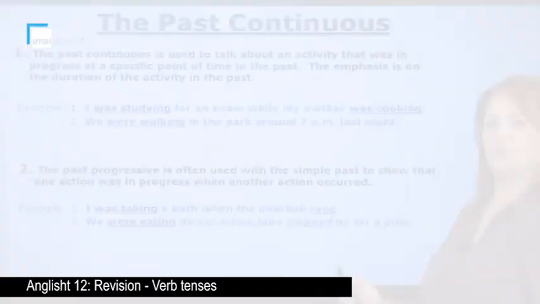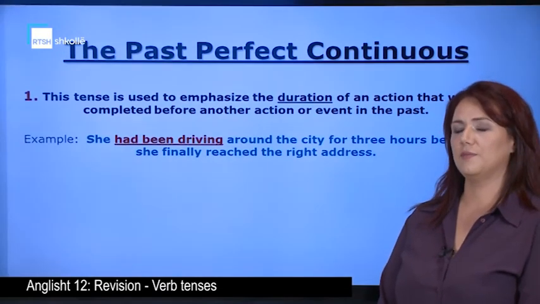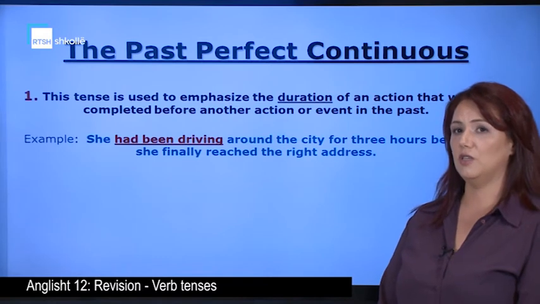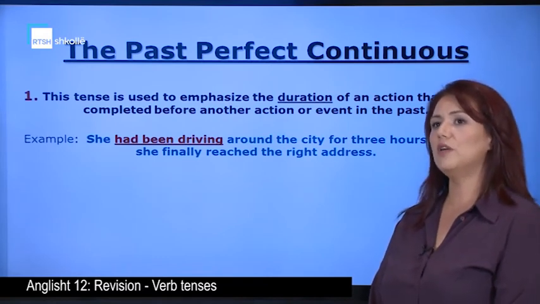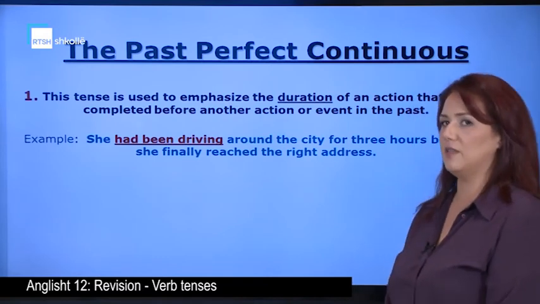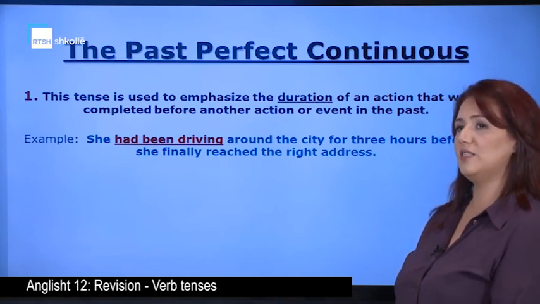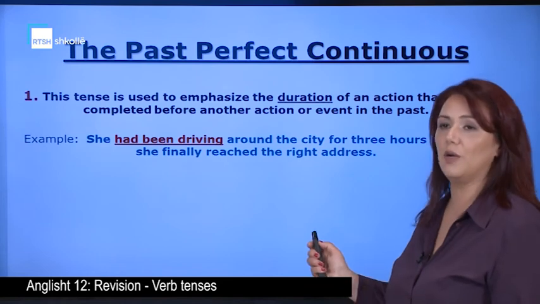The past perfect continuous. This is a tense which is used to emphasize the duration of an action which was completed before another action or event in the past. For example, she had been driving around the city for 3 hours before she finally reached the right address.